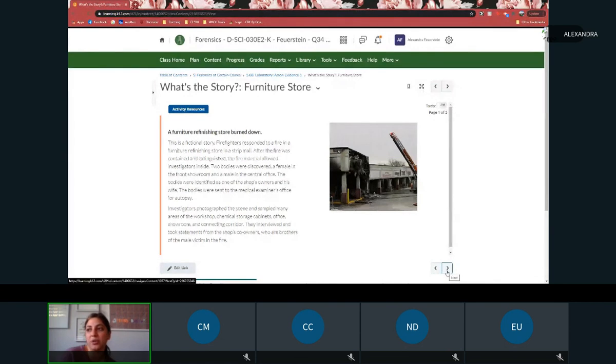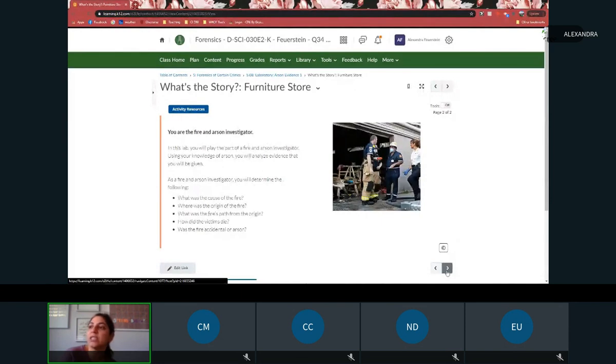Okay, investigators photographed the scene and sampled many areas of the workshop, including the chemical storage cabinets, office, showroom, and connecting corridor. They also interviewed and took away some interview questions from some of the coworkers. So we are the fire and arson investigators. So we are going to try to figure out whether this was arson or if it was a mistake.